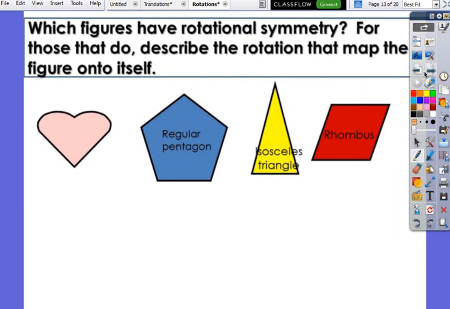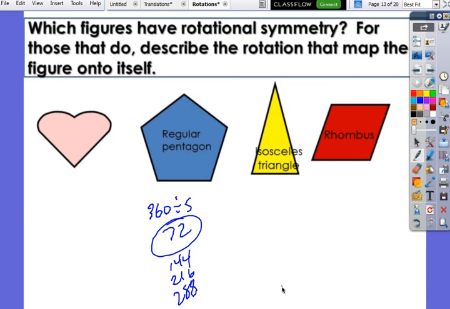How many sides do I have? 5. 360 divided by 5 is 72. Now, what you also need to realize is if 72 works, then every multiple of 72 is going to work. So 144 would work, 216 would work, what comes after that? 288 would work.